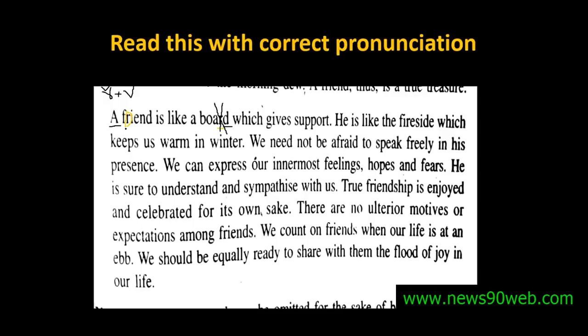A single vowel sound. That is, this is not a, it is a friend is mispronounced. That is a friend. A friend is like a bird which gives support, which gives support. So here R is mute. Is like the fireside, like the fireside, which keeps us warm in winter. Warm, R is silent, winter, R is silent. So wherever R is silent, we should not utter that pronunciation.